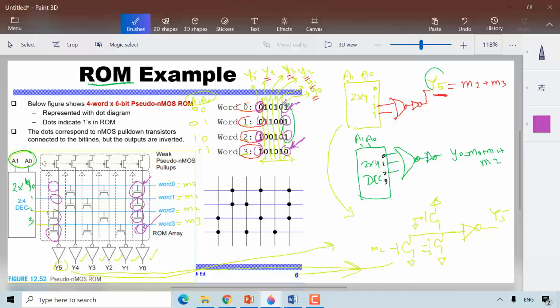We can simplify this by using a stick diagram. Here I can represent word 0, word 1, word 2, and word 3, and Y5, Y4, Y3, Y2, Y1, Y0. These dots represent ones, or transistors, and the absence represents a 0, or the absence of a transistor. So the presence of a transistor means a 1, and the absence of a transistor corresponds to a 0 in the word of the memory.